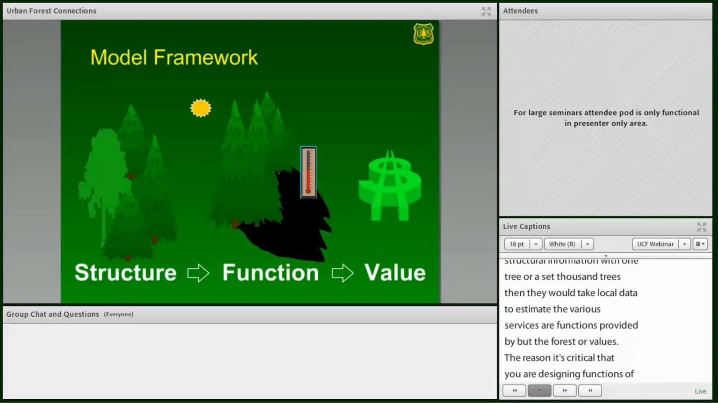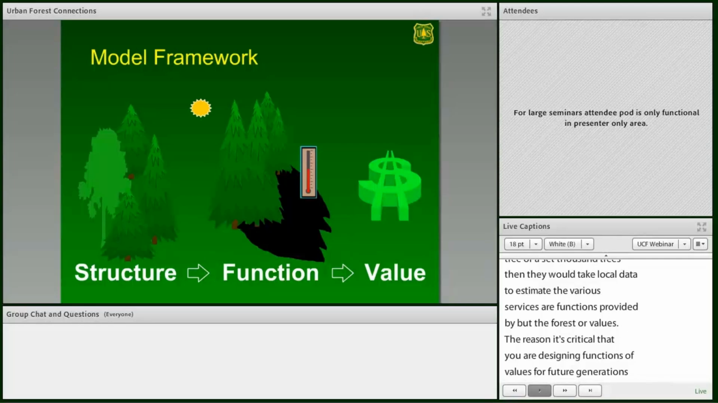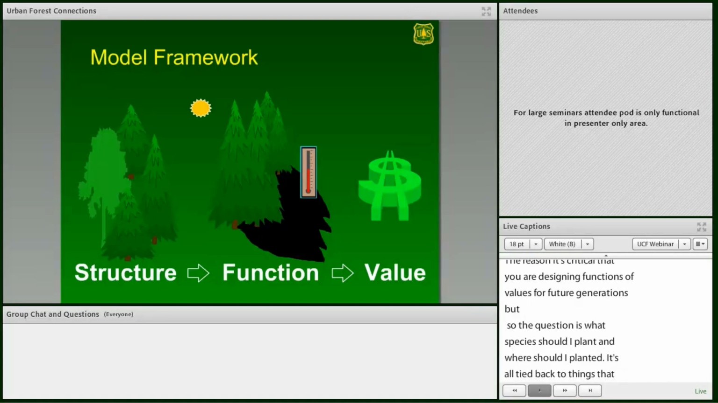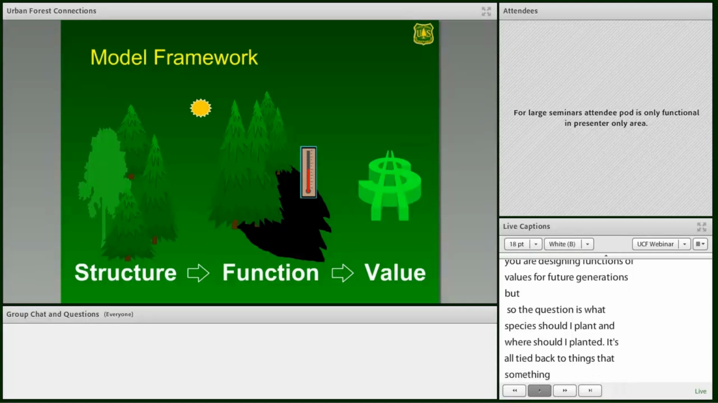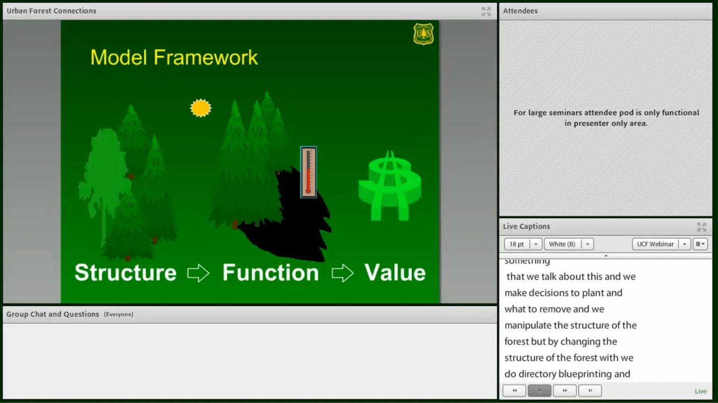So if I want to improve air quality, the question is what species should I plant and where should I plant it? It's all tied back to things that we control, somewhat that we control, is that function. We make decisions on what to plant, what to remove, and we manipulate the structure of that forest. But by changing the structure of the forest, whether we do it directly through planting and removals or that nature does it through storms or insects and diseases, any change in structure is going to have a rippling effect on the functions and the values.